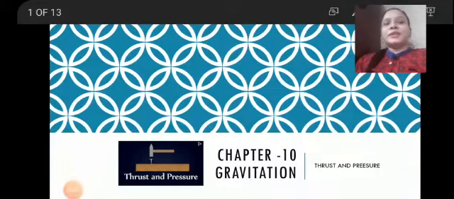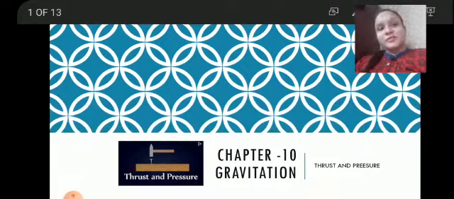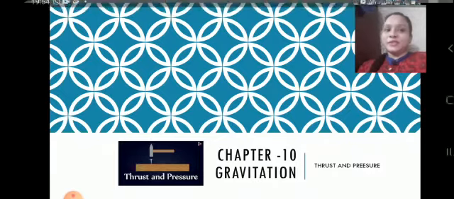Hello children, we will continue with the same chapter, that is gravitation, but the topics are different today. Which topics we are going to discuss today is given in the separate chapter name, that is flotation, but in your book it is in the same chapter, that is gravitation.